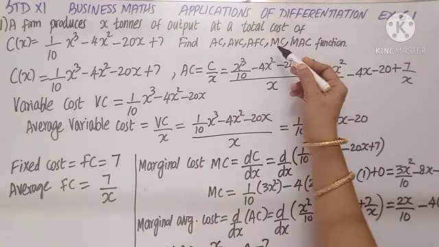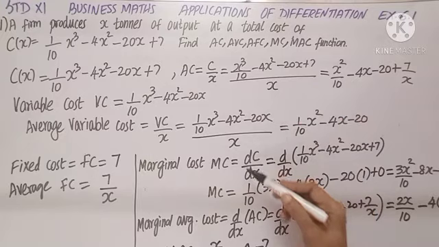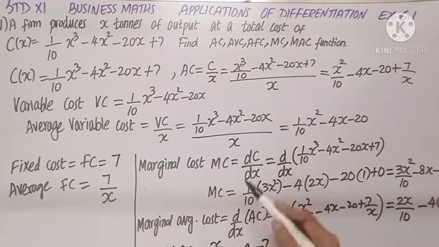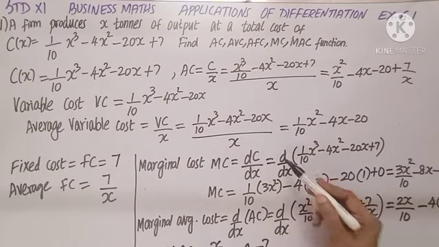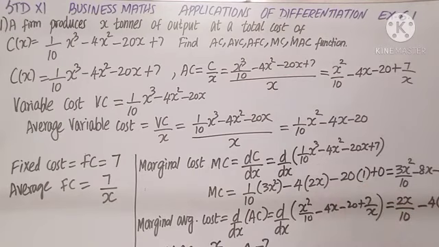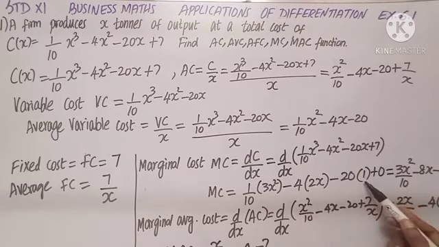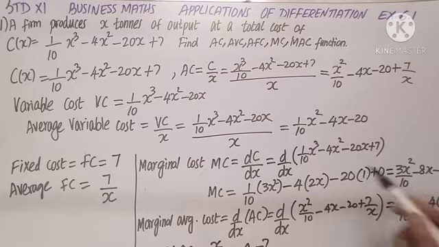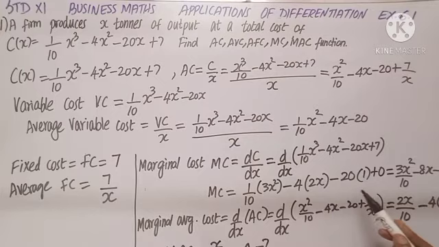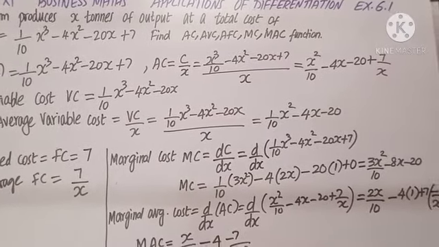The next one is marginal. As I read the word marginal, remember we must differentiate. MC tells me dC by dx. D by dx of, write the cost function. Now let us differentiate with respect to x. X cube becomes 3x square, x square becomes 2x, x becomes 1, constant becomes 0. The coefficient and symbols write as it is. Let us simplify. It is 3x square by 10 minus 8x minus 20.